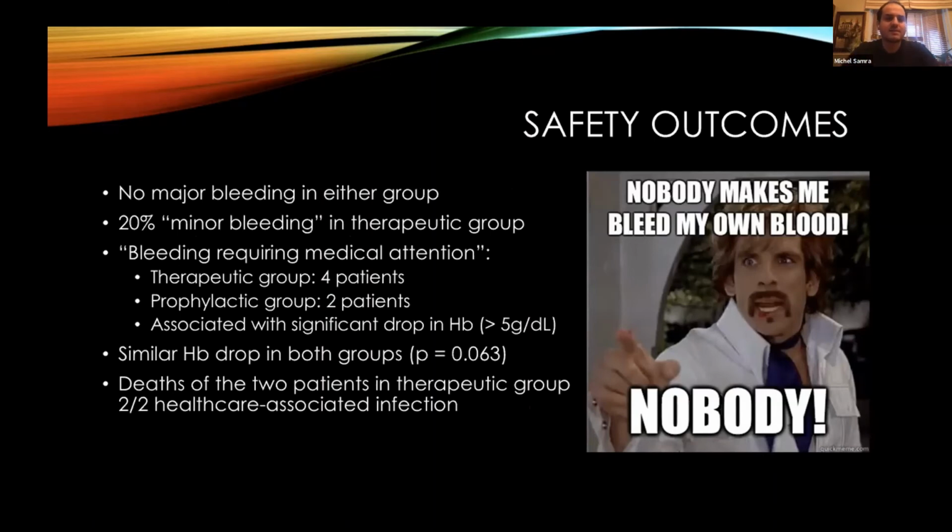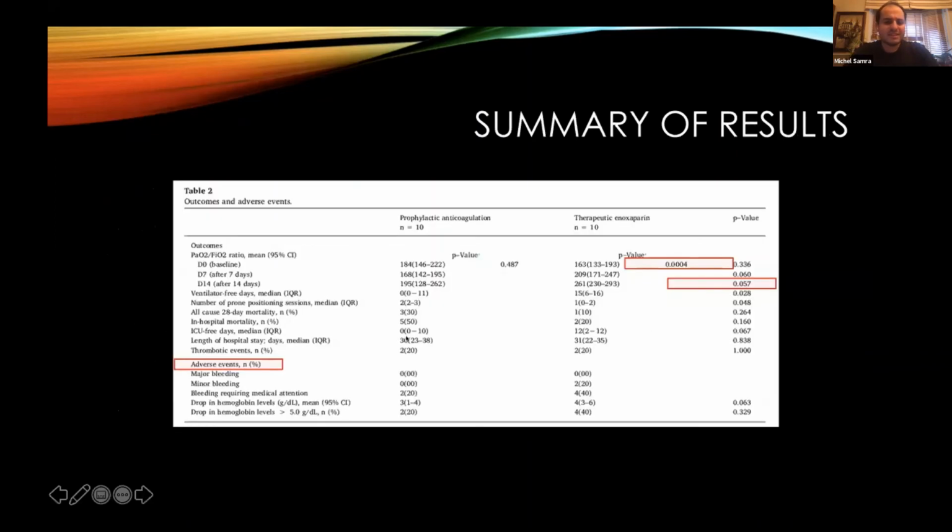That's what they called it. 4 in the therapeutic group and 2 in the prophylactic group. And that was basically just associated with a drop in the hemoglobin, but none of these patients ever became hemodynamically unstable, and it was easily managed in the ICU. And the deaths of the 2 patients in the therapeutic group at the end of the 28 days were not associated with bleeding, they were associated with infection. This is a summary of the results.